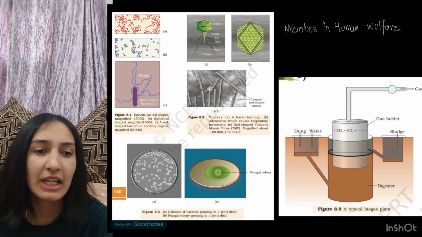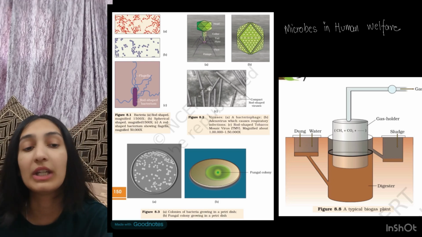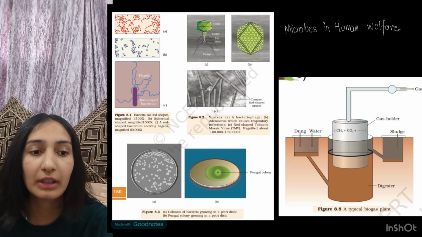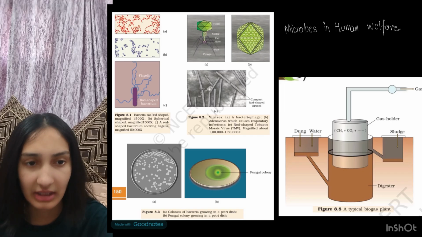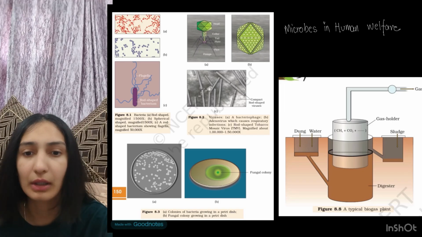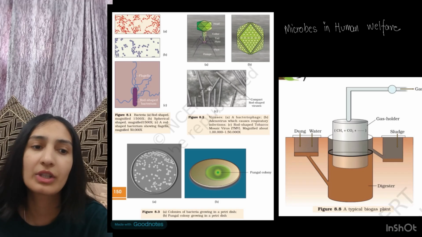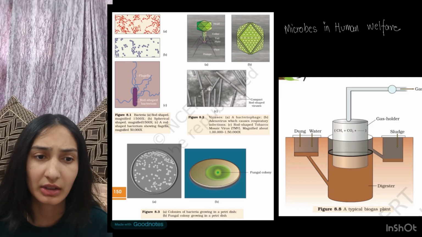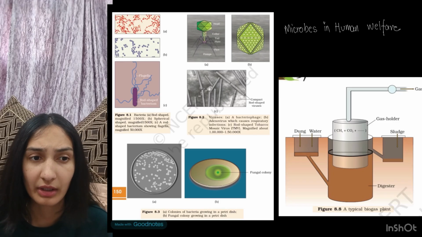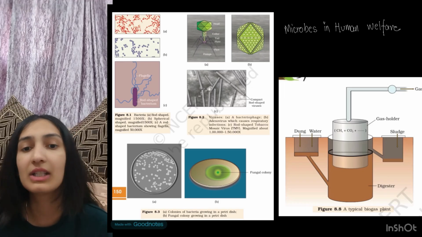Figure 8.3, A shows the colonies of bacteria which are growing in a petri dish, and B shows the fungal colony growing in a petri dish. That is, you can see this greenish is the fungal colony. Okay. Now figure 8.8 shows a typical biogas plant where you can see we have the dung and water, which then goes into the digester, which then goes into the gas holder from where gas is released, and we have the sludge. Okay.